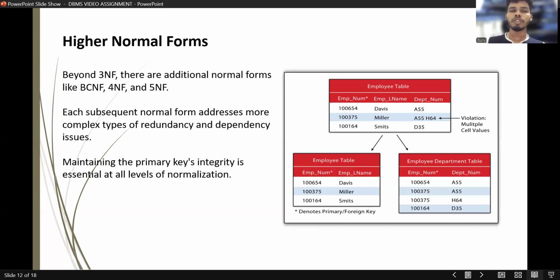Next, higher normal forms, that is BCNF, 4NF, 5NF after 3NF. Beyond 3NF, there are additional normal forms like BCNF, 4NF, and 5NF. Each subsequent normal form addresses more complex types of redundancy and dependency issues. Maintaining the primary key's integrity is essential at all levels of normalization. So these are all the higher normal forms that come after third normal form.